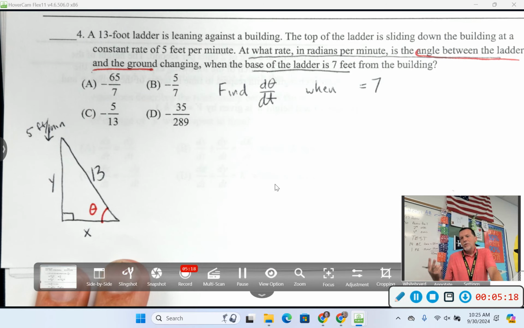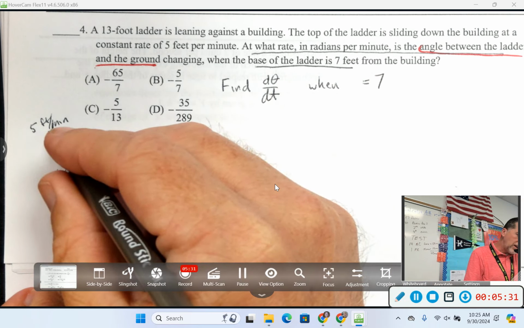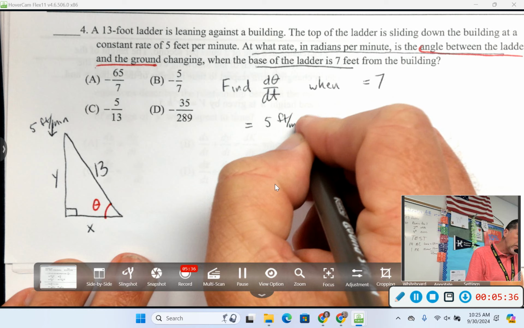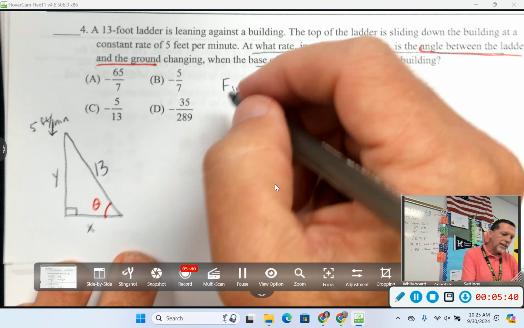So there's probably two choices. You could go X and Y, where X is left-right and Y is top-down. Some people would do A and B because they're used to A squared plus B squared equals C squared. Either way is fine. If you pick Y, what does 5 feet per minute mean? What's equal to 5 feet per minute in terms of my variables? dy dt. That's how Y is changing.